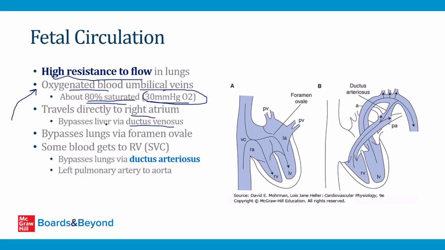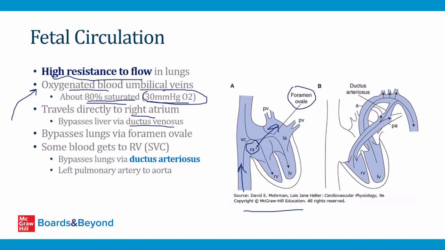So blood bypasses the liver, and then it gets into the right atrium, but it can move through the foramen ovale over to the left side of the heart, bypassing the lungs. If you look at my cartoon on the screen here, we've got blood from the umbilical vein coming in here from the IVC. It goes to the right atrium, but then it can jump right over to the left side, bypassing the lungs because of the foramen ovale. And remember, it's hard for that blood to move through the lungs because there's high resistance to flow.